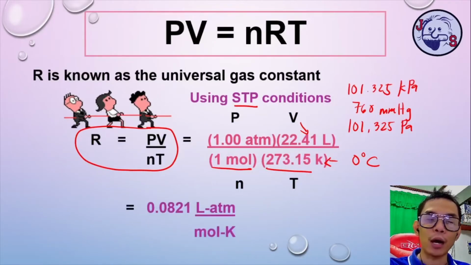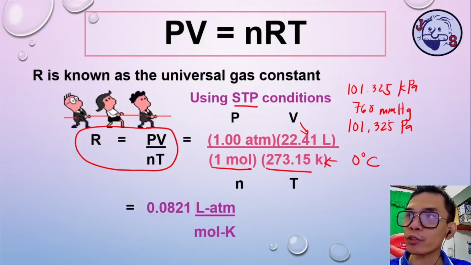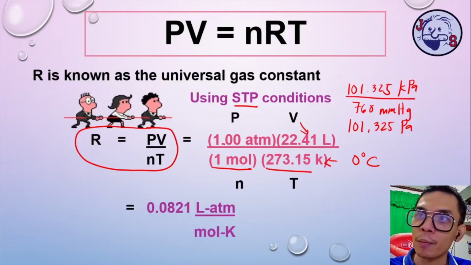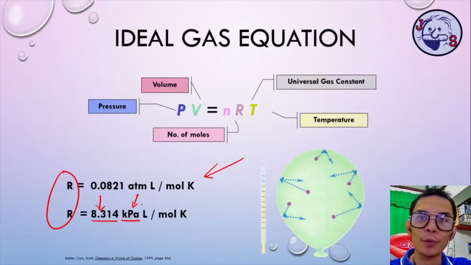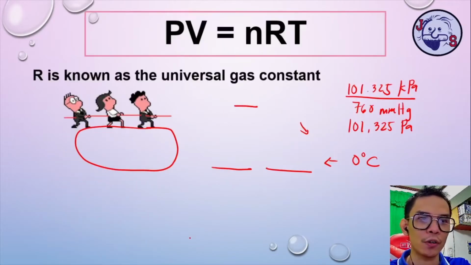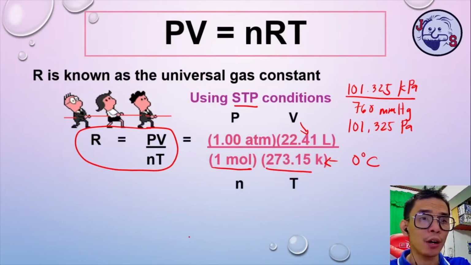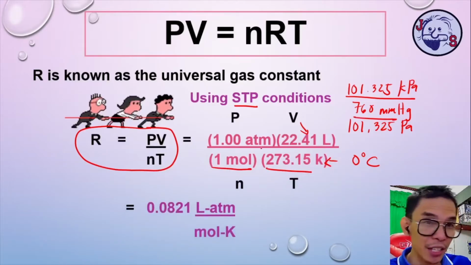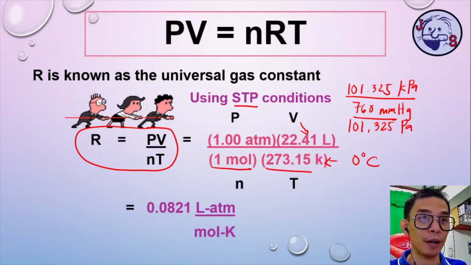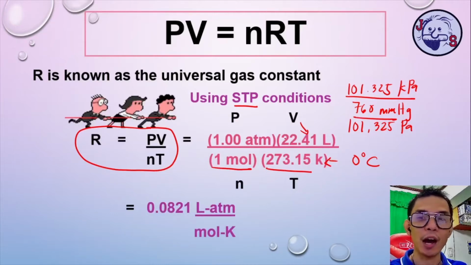Now, if you are not satisfied, you might want to try using this instead of 1 atmosphere. Then try to find out if you will arrive at the same value that we have over here. Also, you can use millimeters of mercury and see what is the value for that one. Okay, so that's the R.